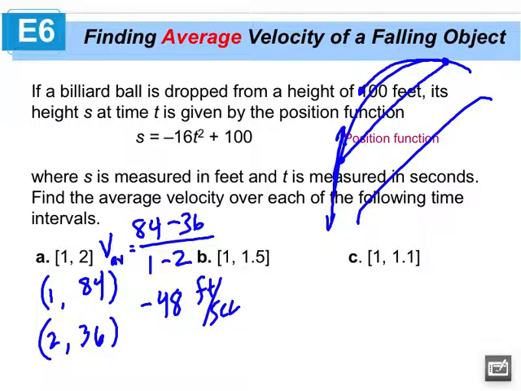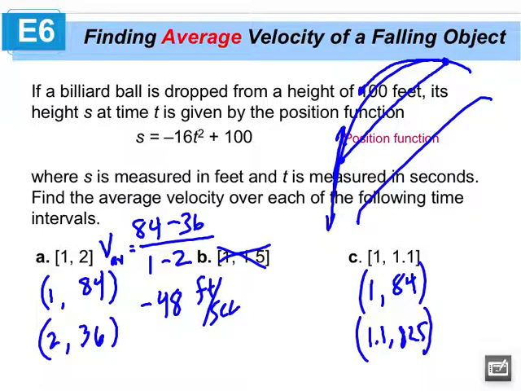Okay. So let's skip this one. Let's do this calculation. We know that 1 is at 84. Somebody help me out there with 1.1, please. No, not 82.5.